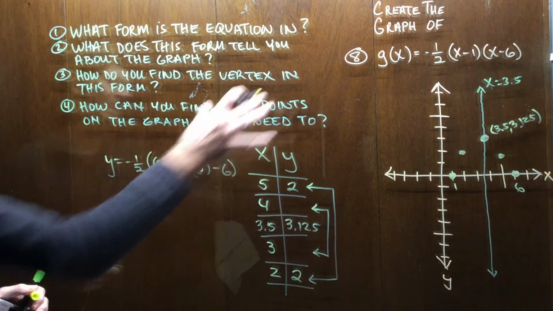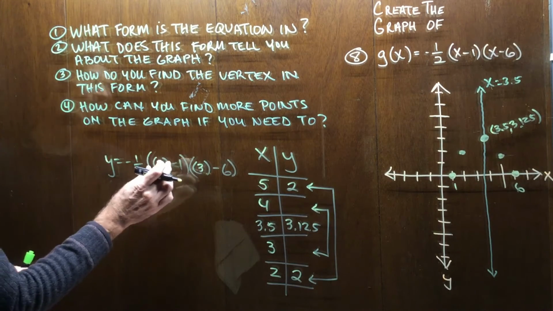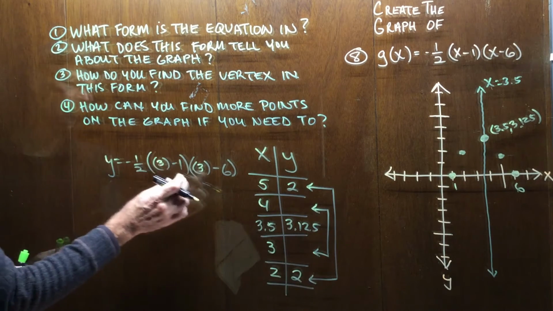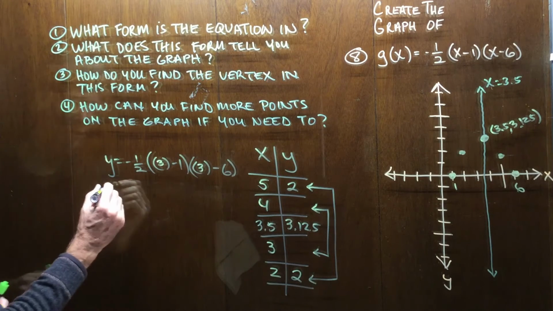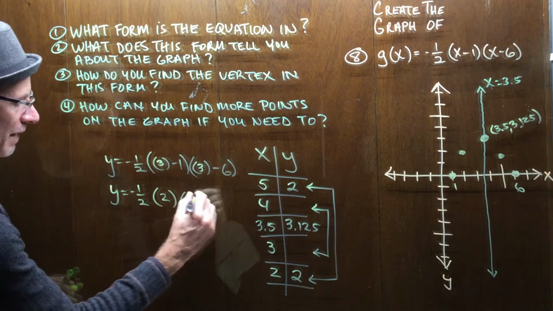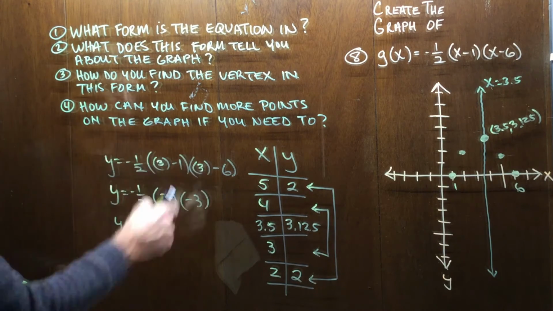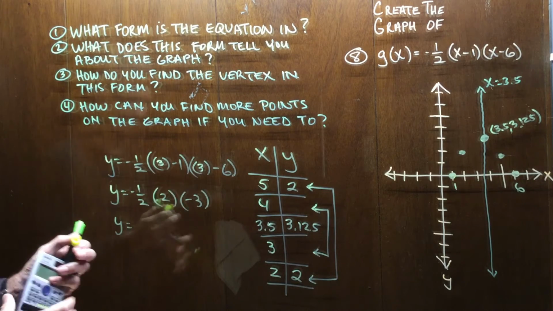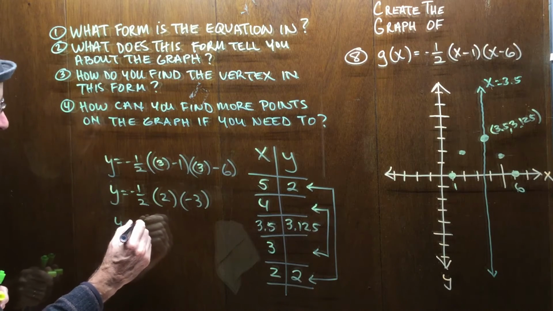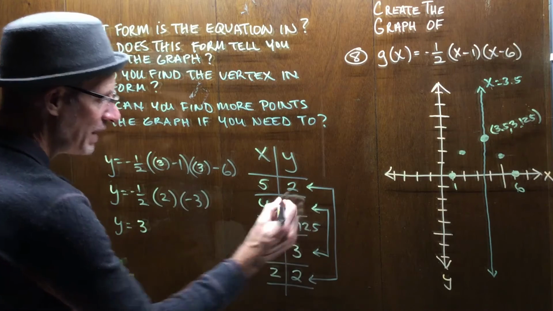So now I have, again, my equation. I'm using y instead of g of x. y equals negative 1/2 times the x value of 3, trying to find the y value that matches it, minus 1 times 3 minus 6. So I'll have y equals negative 1/2 times 2 times negative 3. You can multiply it in any order. You should use a calculator if you think you're going to make a mistake. And that should come out to positive 3. So I'm going to have a 3 here and a 3 here.